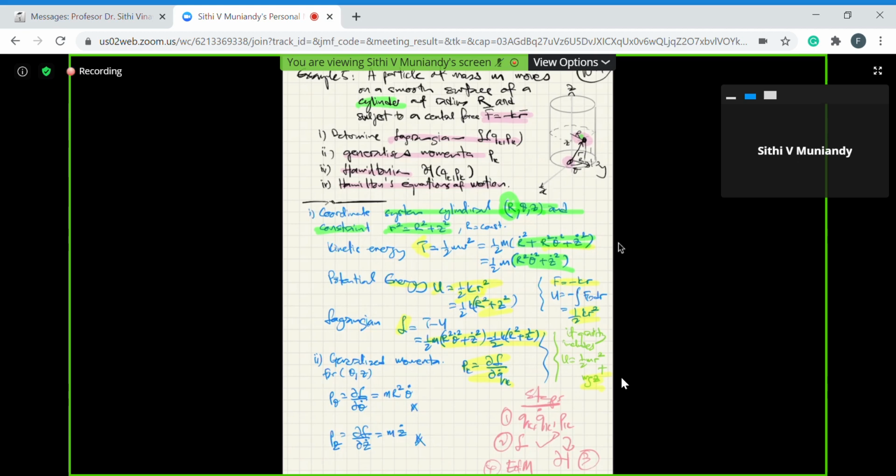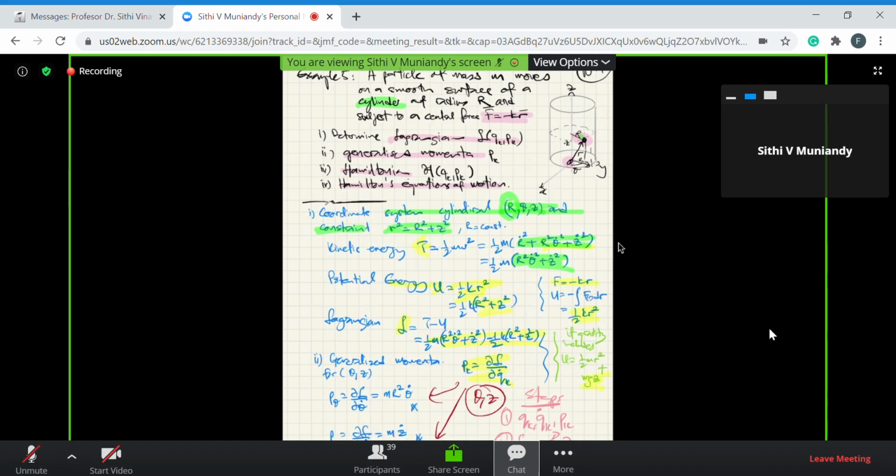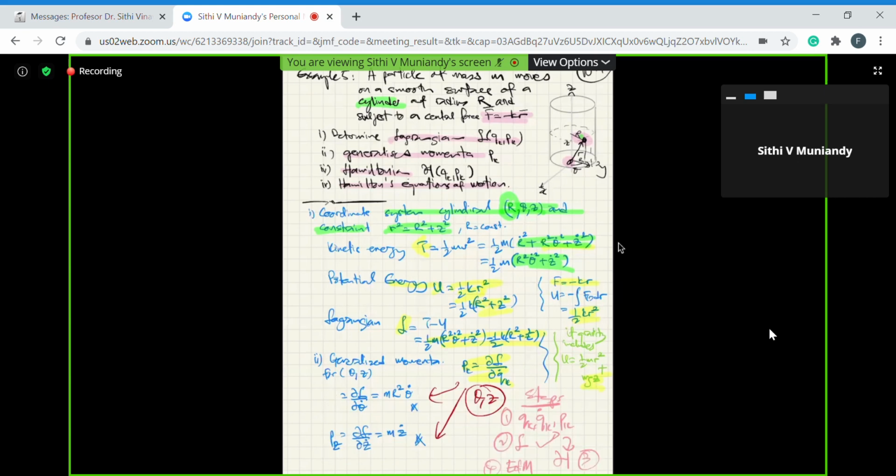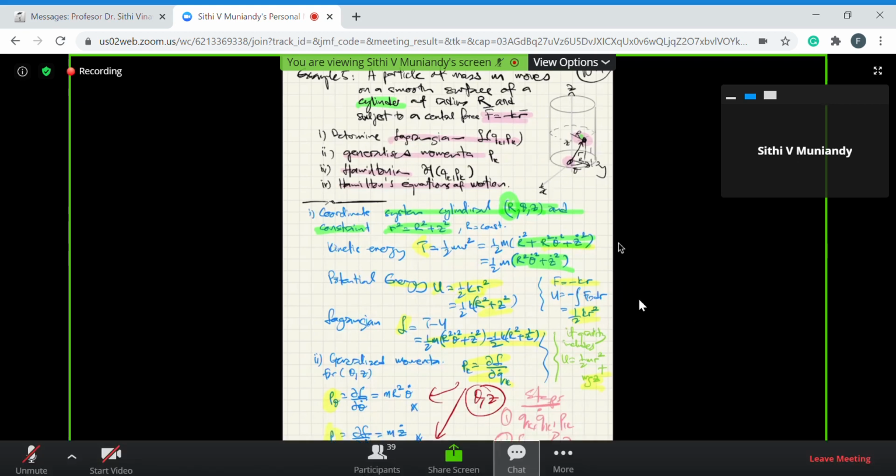Once you get your generalized momenta expression, you determine the generalized momenta for the angle, because you have the angle and then z. So you need to determine both of these. So that is the generalized momentum for the angular variable. This is the generalized momentum for the z variable. Okay. So now you already have this. We already have our momenta ready.